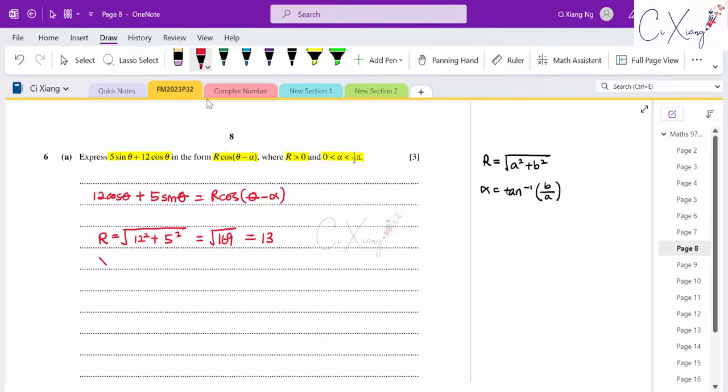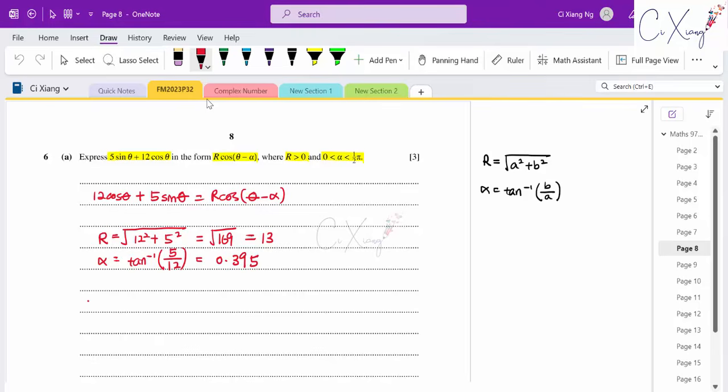To get the value for alpha, I'm taking tangent inverse b over a. It should be b, which is 5, and then a should be 12. So tangent inverse 5 over 12, in radians, it should be 0.395, correct to 3 significant figures.